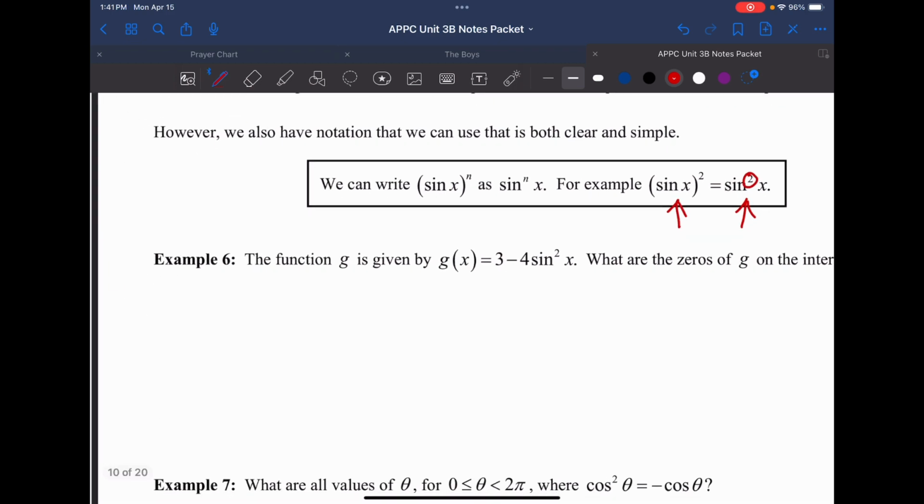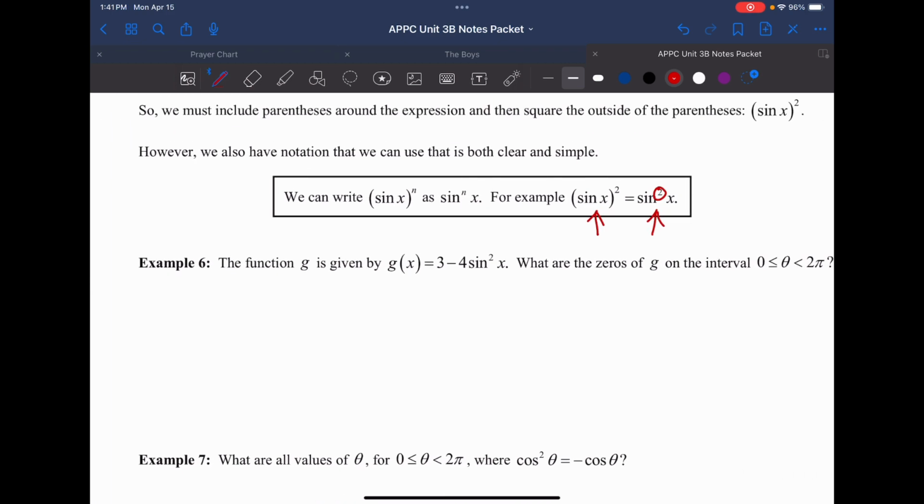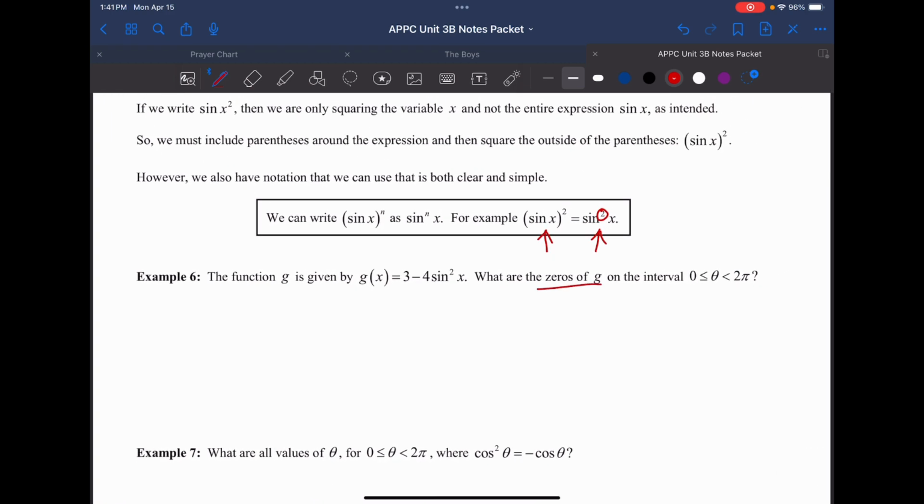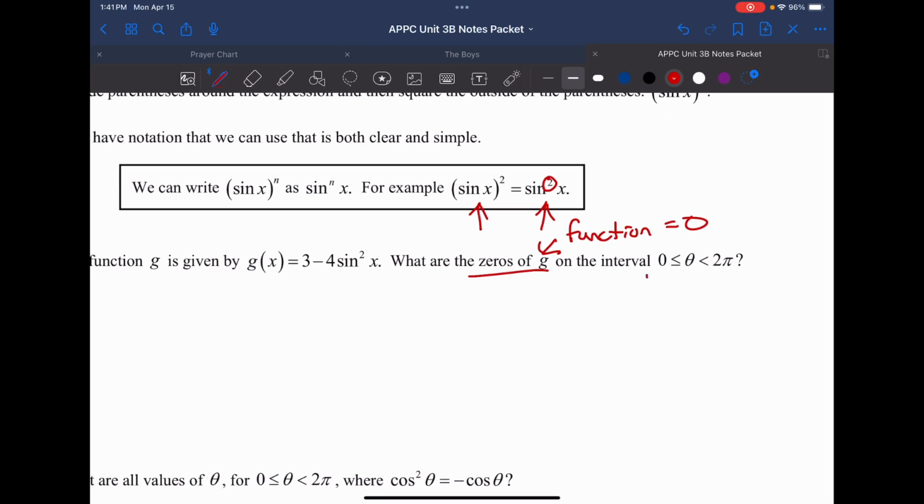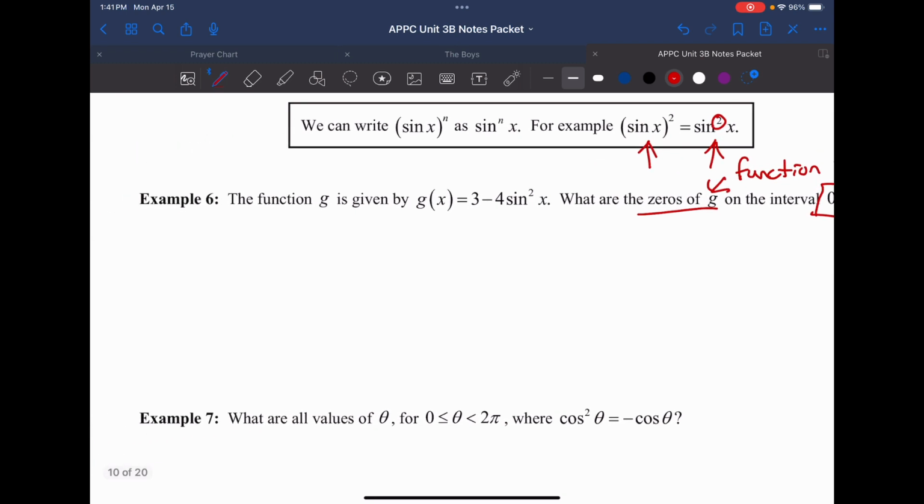Okay, so for example 6, when I look at this, it wants to know the zeros of g. That just means zeros happen when you set your function equal to 0 and solve. And notice it's just on this interval, my domain restriction to the unit circle. Okay, so let's do that.